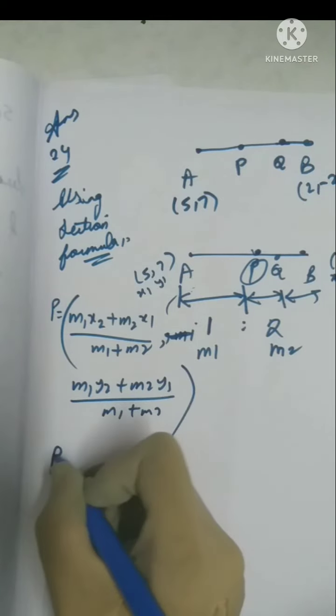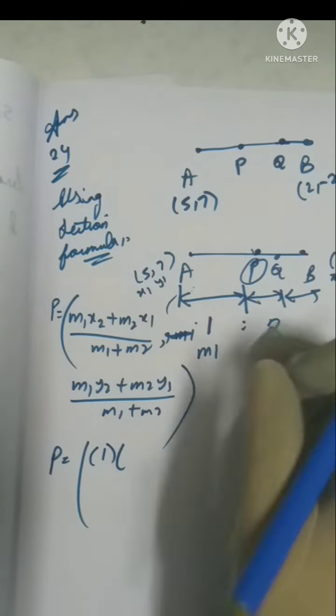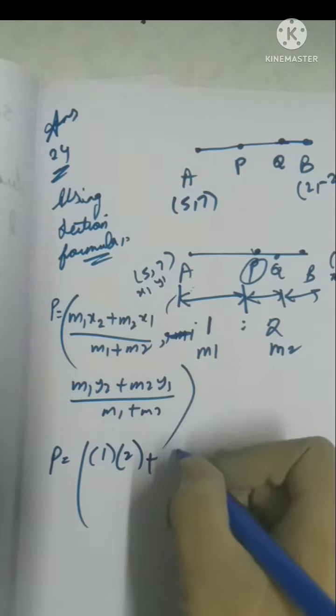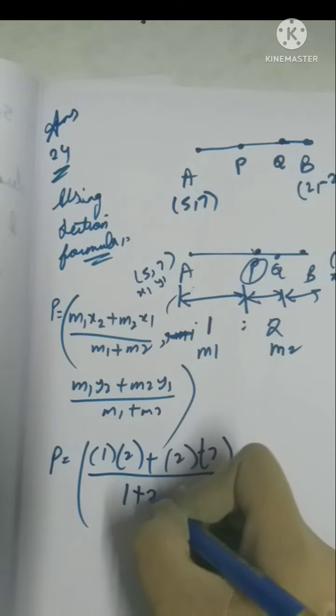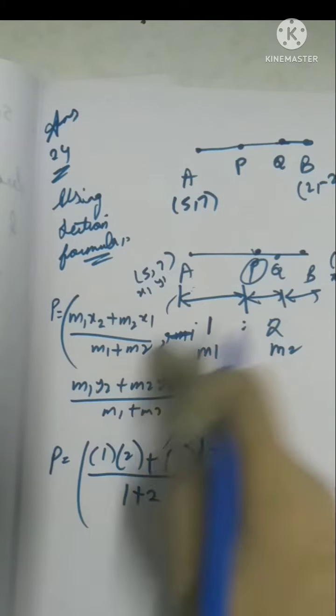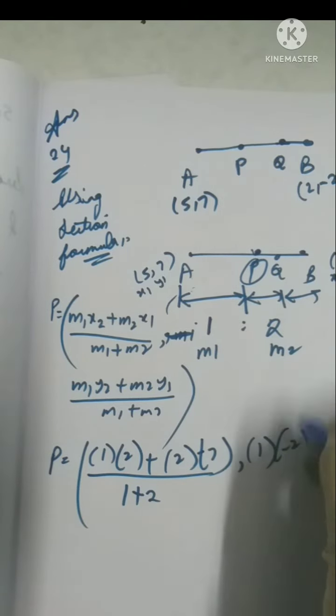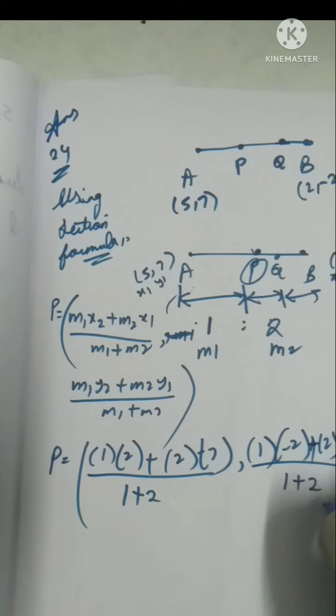Substitute. P is equal to, what is m1 we have? 1 into what is x2 we have? 2, plus what is m2? 2 into what is y1? 7, by m1 is 1 plus m2 is 2, comma m1 y2, m1 is 1 into y2 is -2, plus m2 is 2 into y1 is 7, by m1 plus m2, m1 is 1 plus m2 is 2.